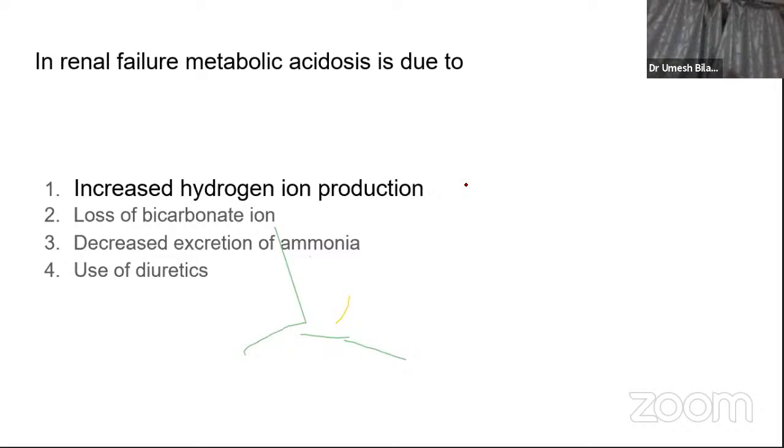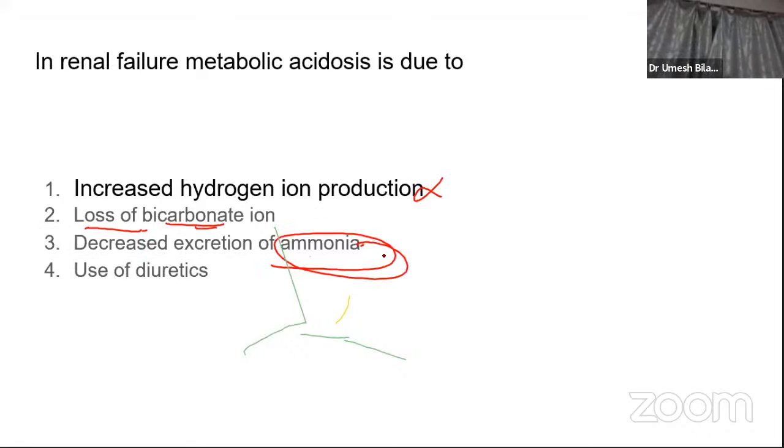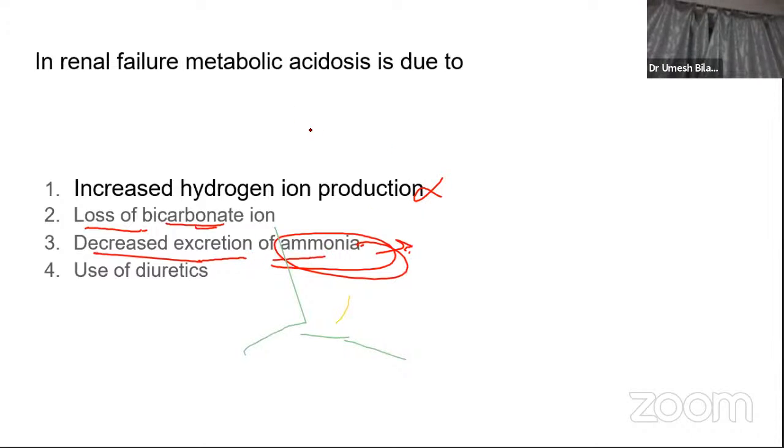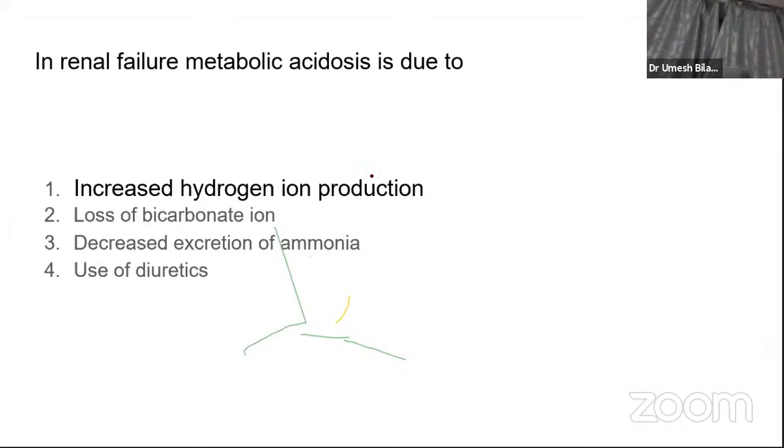So now let us go for this. Increased hydrogen production is not an issue of renal problem. Production is not an issue here. Excretion is a problem. So this is unlikely. The loss of bicarbonate, that is not the one. Actually, the ammonia has to be excreted. It is not excreted. Due to that, decreased excretion of ammonia is a major reason for metabolic acidosis. Okay, that is the reason.